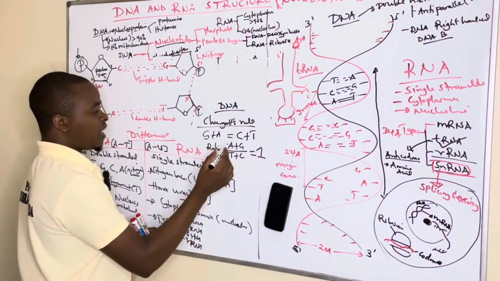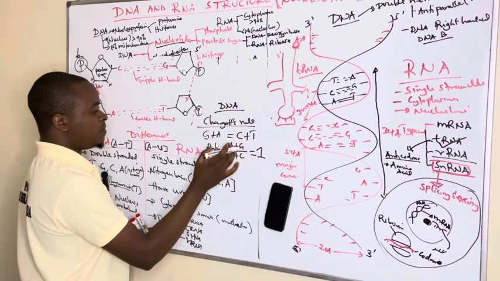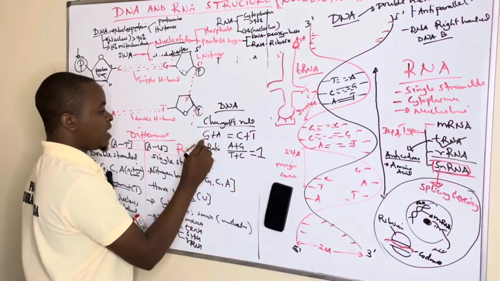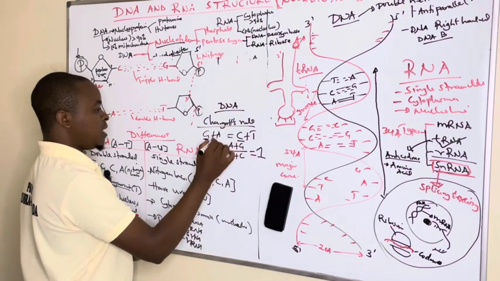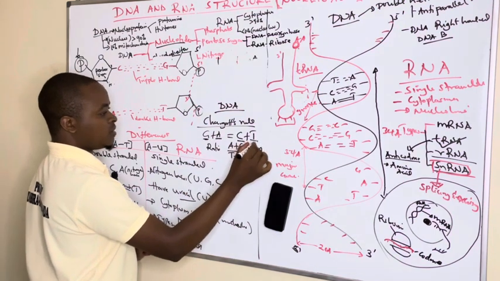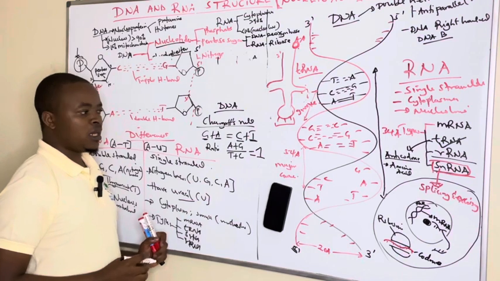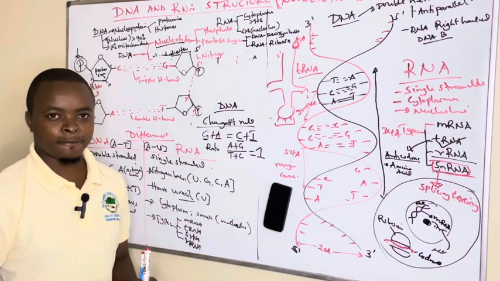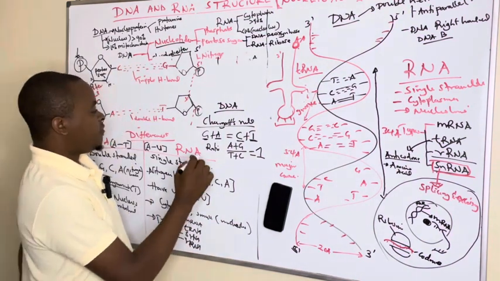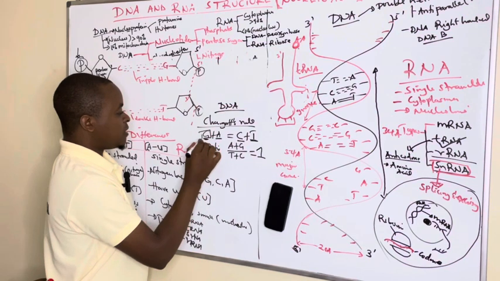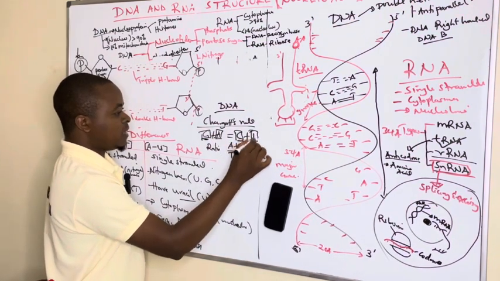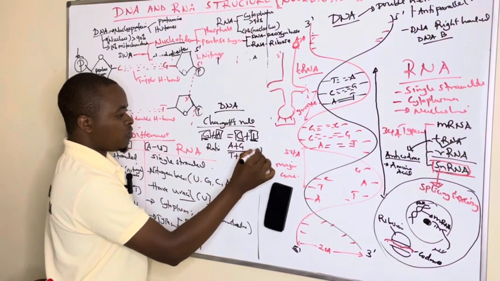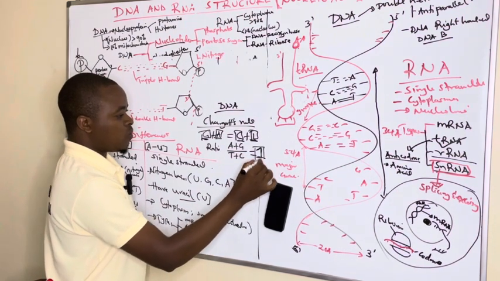So if I give you any figure, guanine should be the same number as cytosine, and adenine should be the same number as thymine. That is what it means, because they are always complementary. After knowing that guanine must be the same as cytosine and adenine the same as thymine, that's why the ratio according to Chargaff's rule is 1.